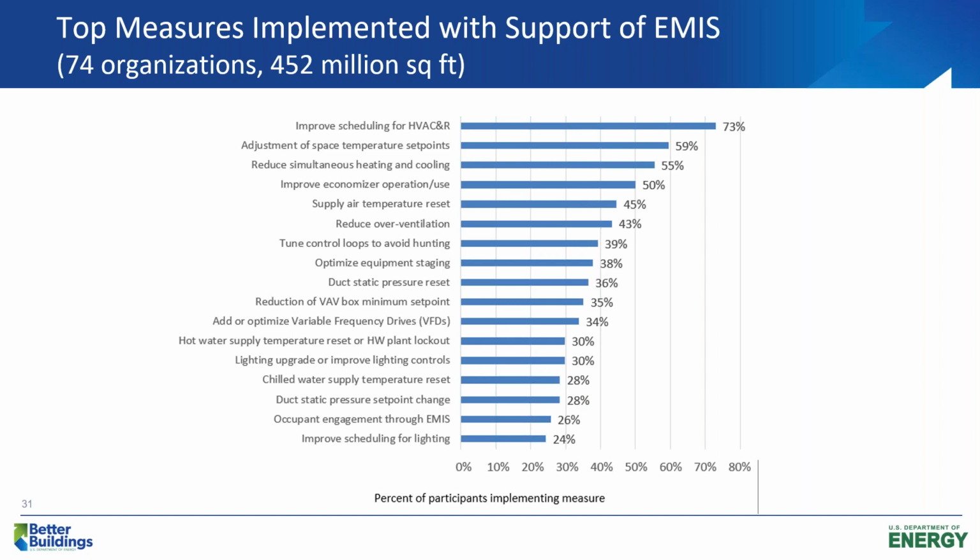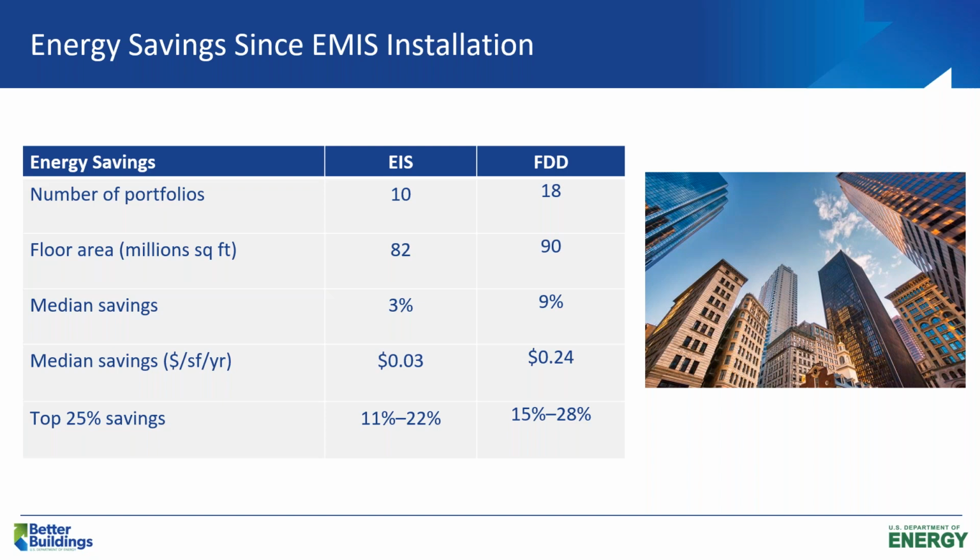All right, next slide. We have energy savings coming out of the campaign. So we had almost 90 million square feet of EIS and of FDD. We had much more square footage in the campaign, but not everybody was able to provide, or was far enough along in their process, to give us enough data where we could calculate savings. So for those folks that were far enough along, we have a median savings for EIS of 3% and FDD at 3 times that, at 9%.